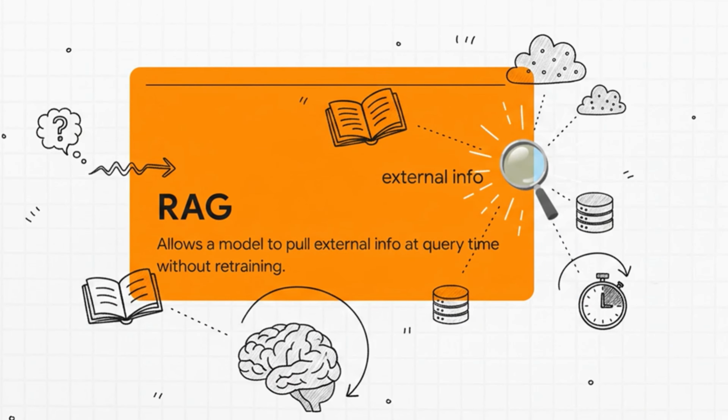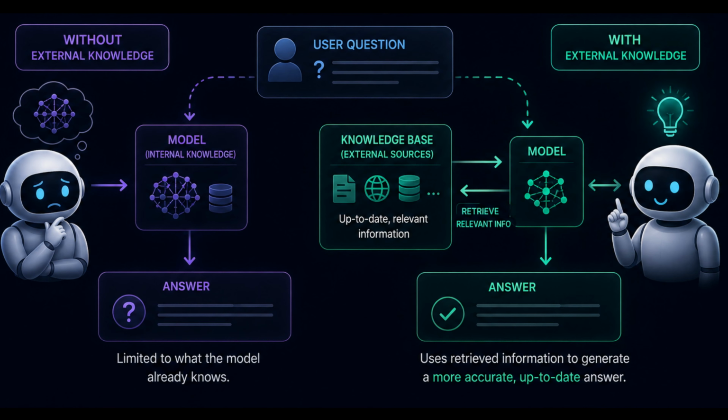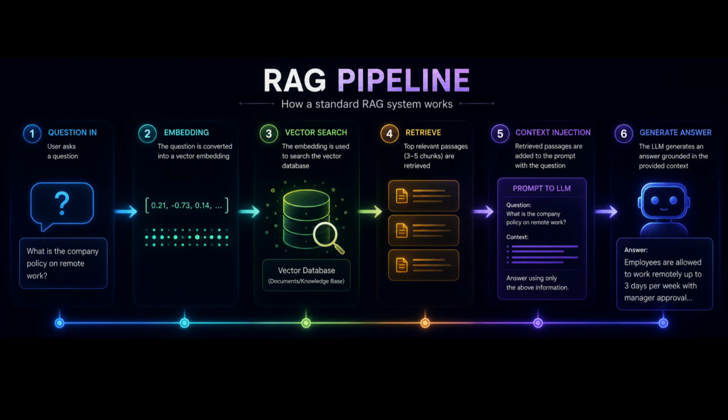In simple terms, RAG is like giving your AI model a custom search engine or library at query time without retraining it. Instead of relying only on what's baked into the model's neural weights, we allow it to pull relevant information from an external knowledge base. In practical terms, it's like giving your AI a custom search engine that runs in the background every time a user asks a question. And here is how a standard RAG pipeline works.